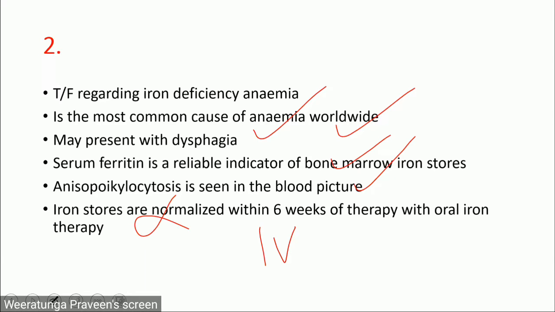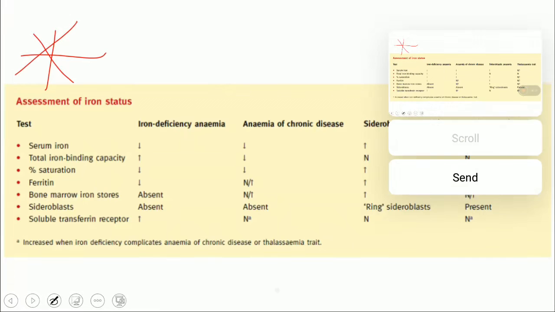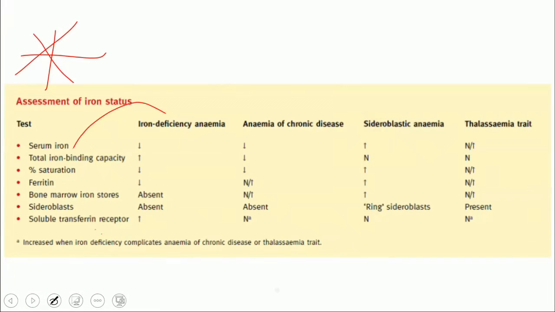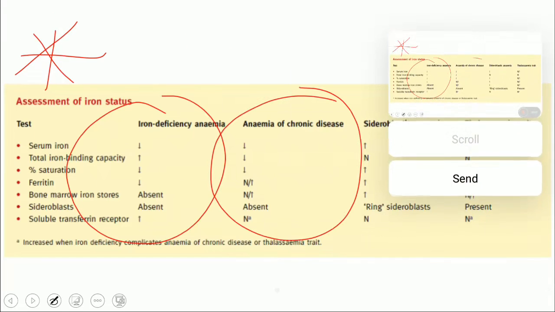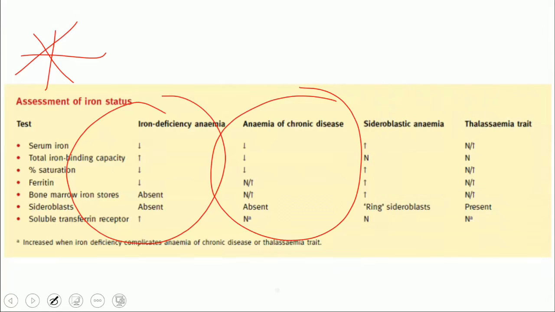Now this table is a very, very important table. I'm sure in your hematology module, make sure that you're clear with this. What is the profile of the iron status in iron deficiency anemia, and compare that with especially anemia of chronic disease. We'll talk about that later in the next MCQ, but this is an important table for you to know, for the long case and even for the MCQs.